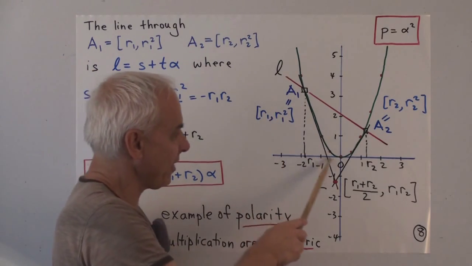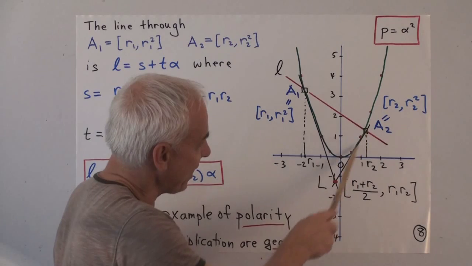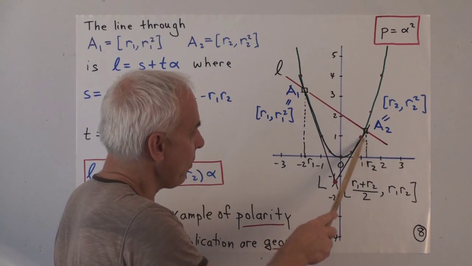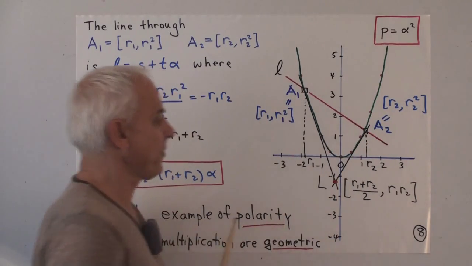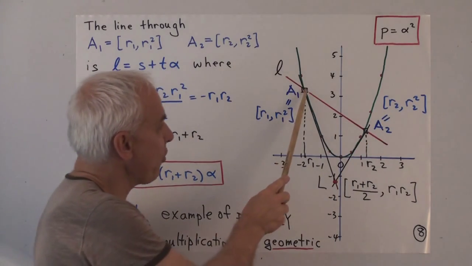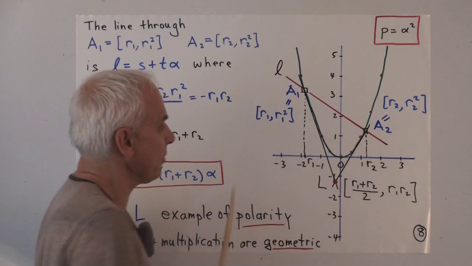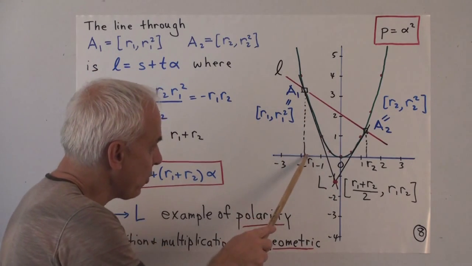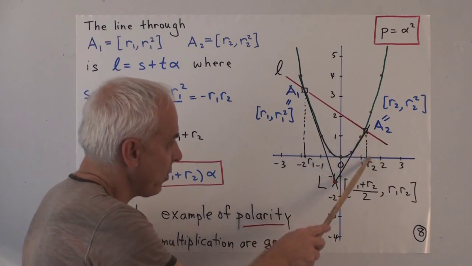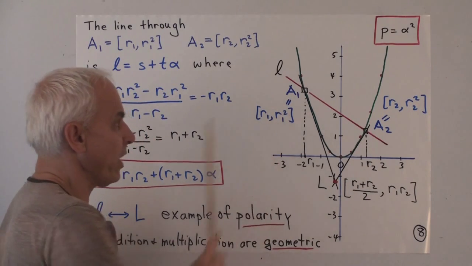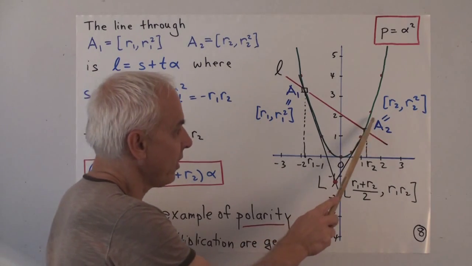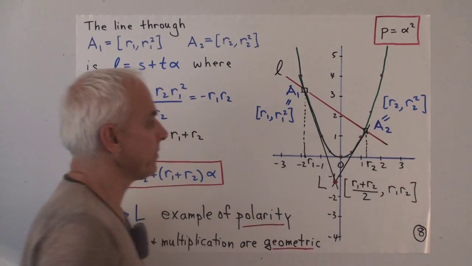So there it is there. I've drawn it a little bit freehand this time. It goes to the point 1, 1, to the point 2, 4. It's a very beautiful curve. And we've chosen 2 points on it, a1 and a2. The x-coordinate here is r1, and the x-coordinate here is r2. So this point is the point r1, r1 squared, and this is the point r2, r2 squared.